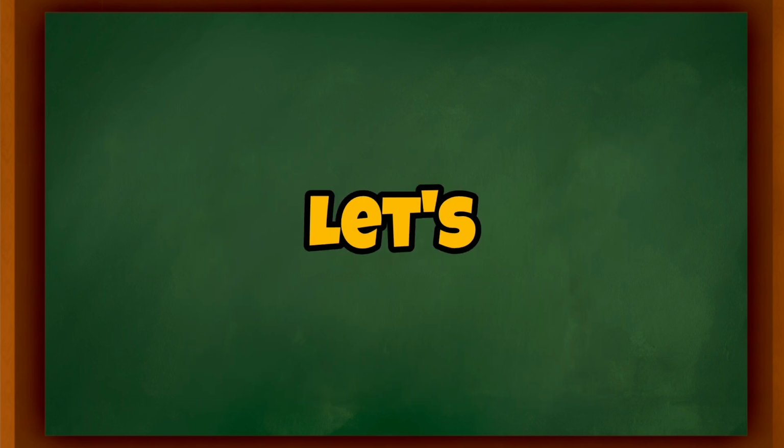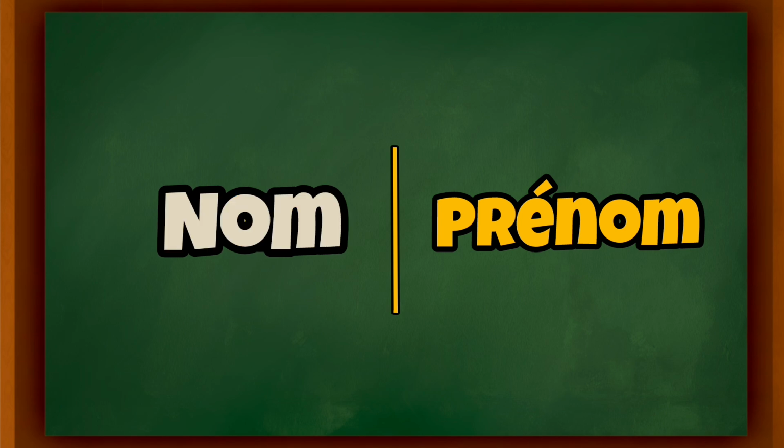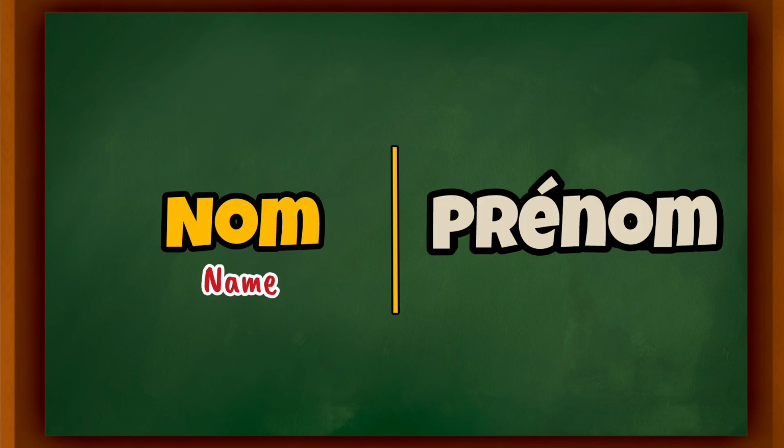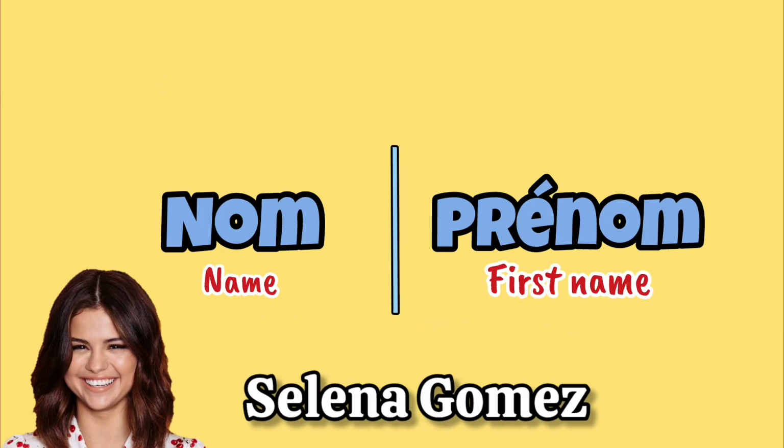First of all, let's understand what does these nom and prénom means. So nom is name and prénom is your first name. For example, if I say Selena Gomez, here Selena is your first name and that's called the prénom. And Gomez is the second name, that is nom.